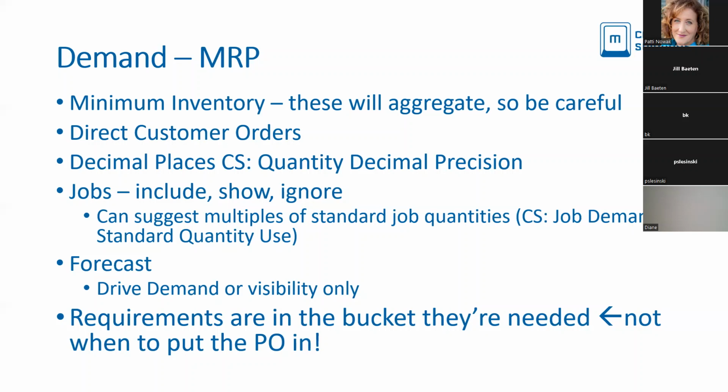There's also a customer setting called job usage, and it can be set to drive demand based on jobs. So either just reference the job requirements and not use their job quantities in the calculation for your net position, your excess or inventory and need. So they can be completely ignored. They can be put just for visibility, or they can be included in the math.